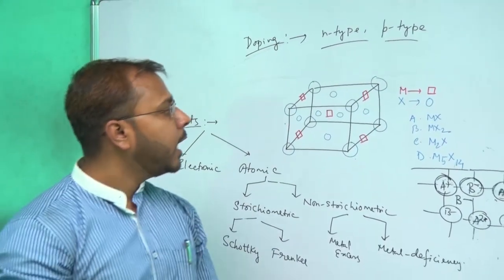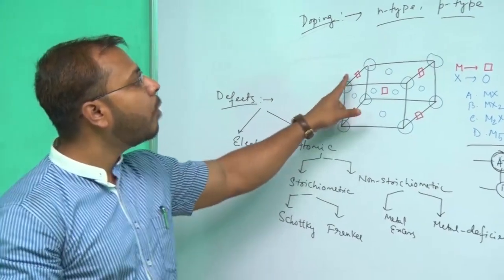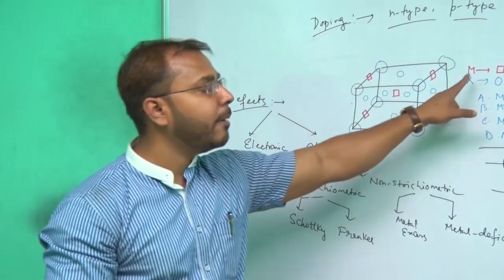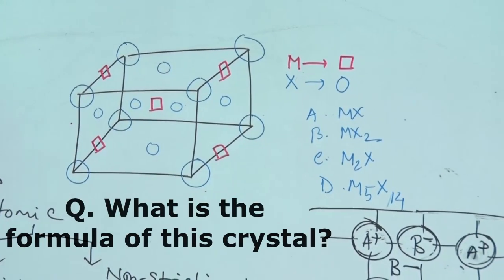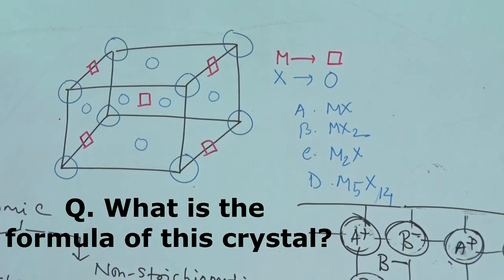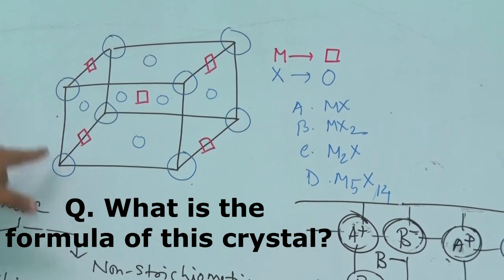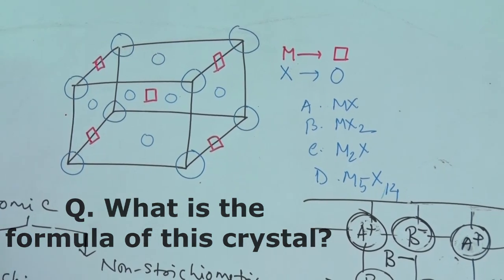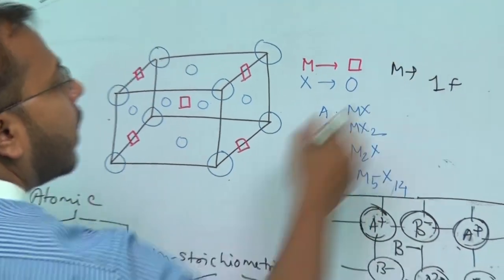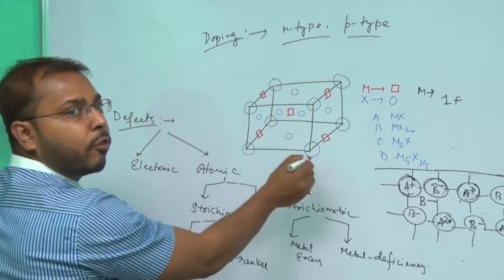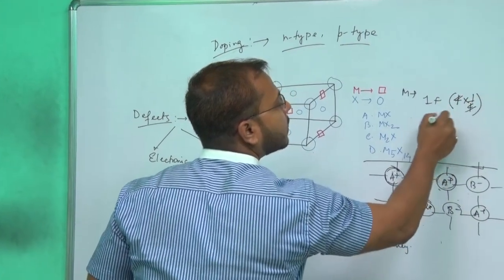Okay. Now come to this type of problem. This is a diagram where the red portions indicate M and the blue portions indicate X. Then the question is, what is the formula of this crystal? If M is present at the edge centers and the middle, then what will be the contribution of M? Due to the middle portion, it will be a pure 1, and from the edges we know there is a 1/4 contribution, so it will be 4 into 1/4. That means M will be 2.